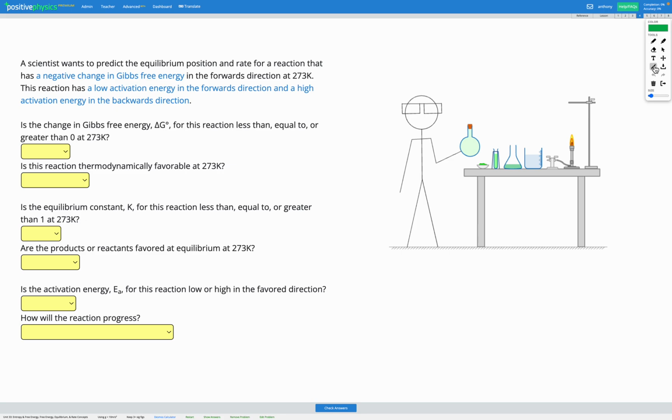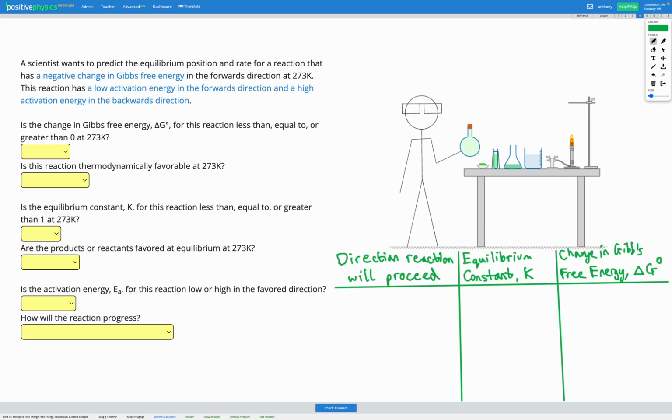Let's start by setting up a table to explain how Gibbs free energy and equilibrium constant are related. If we have a reaction where our delta G is less than 0, we know this is a reaction that is spontaneous in the forwards direction. So that reaction will happen in the forwards direction. This is telling us that our products will be favored at equilibrium, which means our equilibrium constant K must be greater than 1.